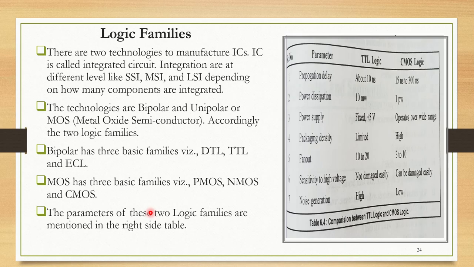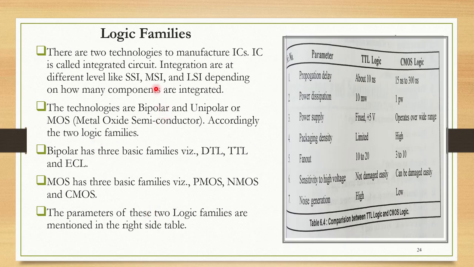This is called logic families. Now see, there are so many logic gates. These are combined together and small circuits are developed. Hundreds of circuits are integrated in a small chip. And when hundreds of logic gates are integrated, they are called small scale integration circuits.